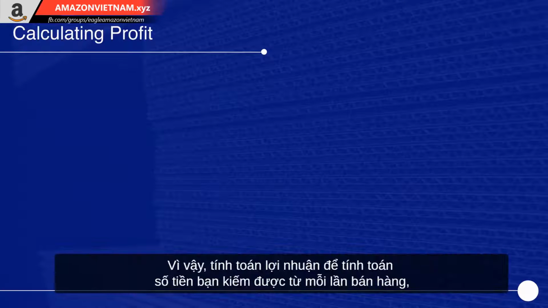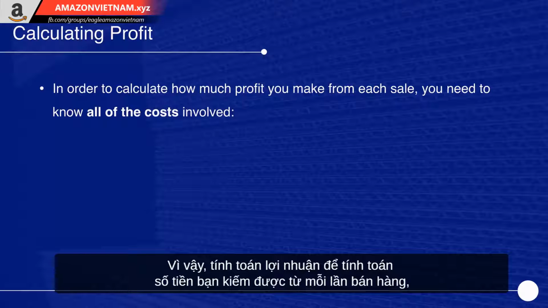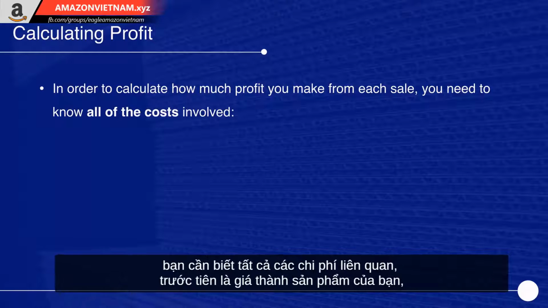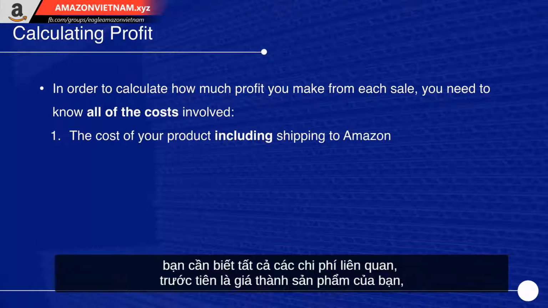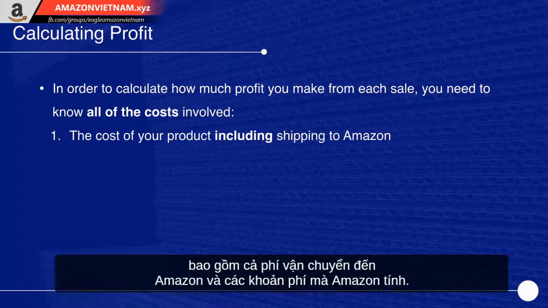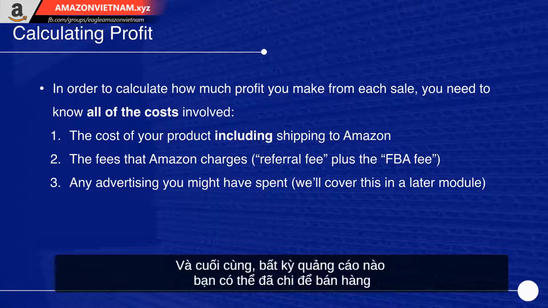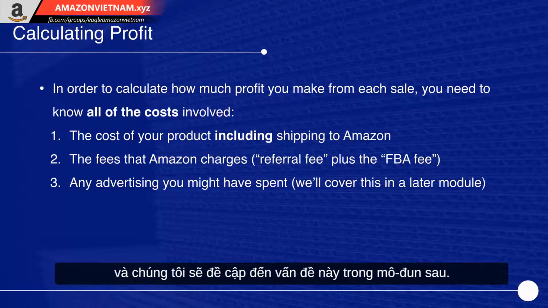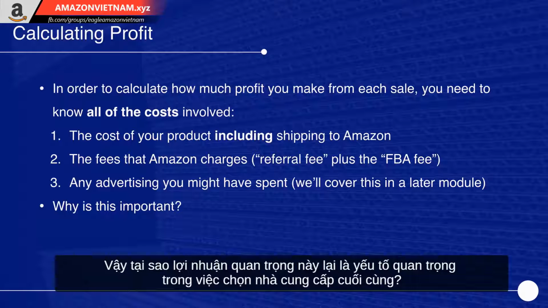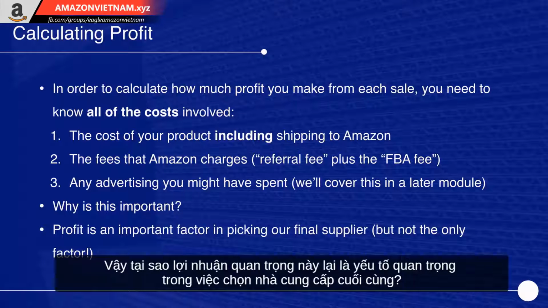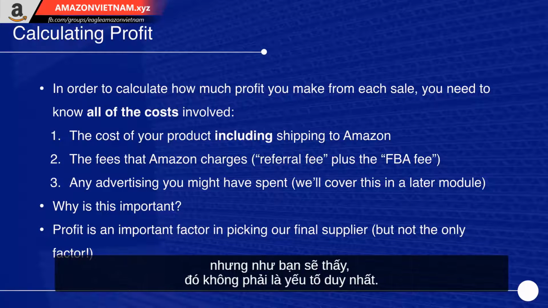So calculating profit. In order to calculate how much profit you make from each sale, you need to know all of the costs involved. Firstly, the cost of your product, including shipping it to Amazon, and the fees that Amazon charges. In other words, the referral fee plus the FBA fee, which we just covered. And lastly, any advertising you might have spent to make the sale, and we'll cover this in a later module. So why is this important? Profit is an important factor in picking our final supplier, but as you'll see, it's not the only factor.